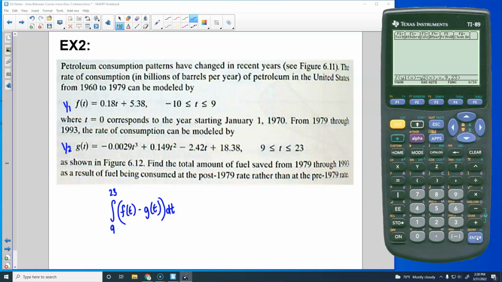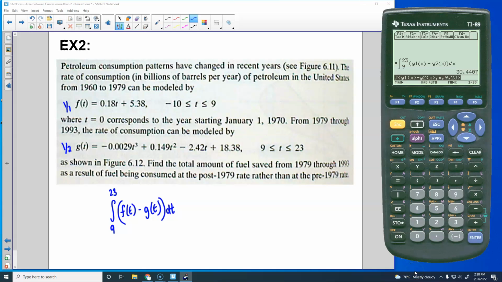The graph is important to see which one is on top there. And you also need to check that intersection point. It did not fall between 9 and 23, so we didn't have to split it in half. But if it did fall between 9 and 23, we'd have to split.